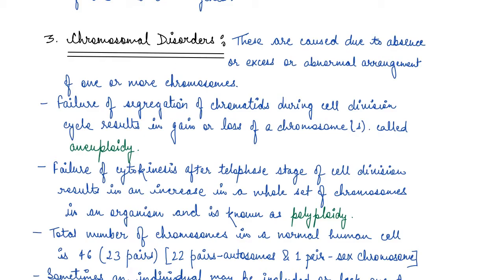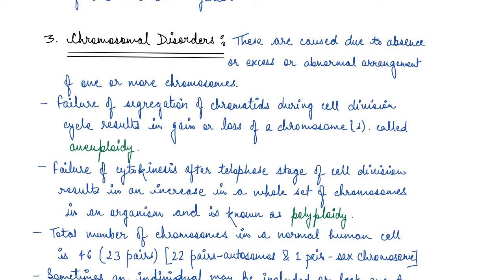In the same manner, failure of cytokinesis after the telophase stage of cell division results in an increase in the number of a whole set of chromosomes in an organism. This is known as polyploidy. So there can be aneuploidy, where there is a gain or loss of one chromosome, and there can be polyploidy, where there is an increase in a whole set of chromosomes.